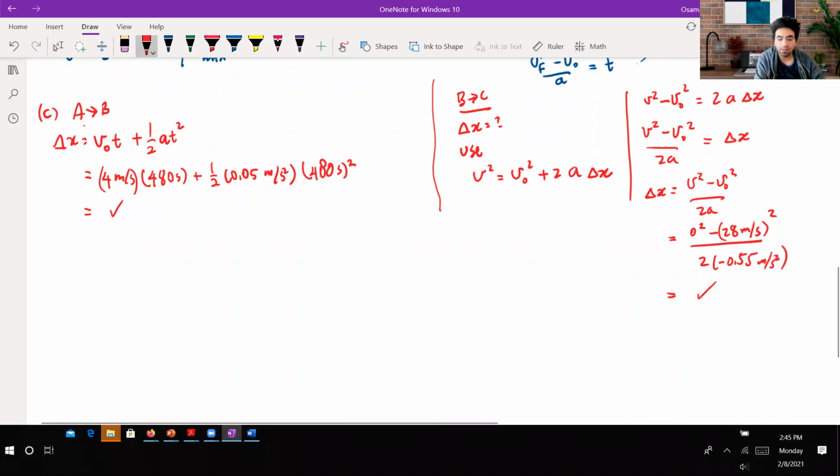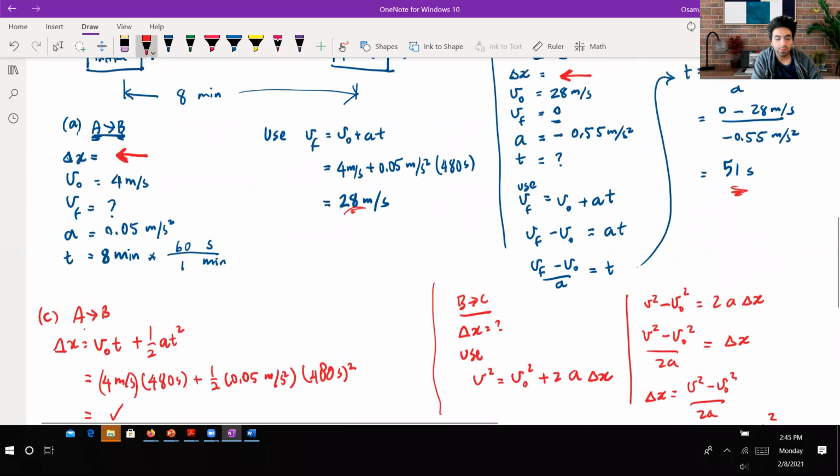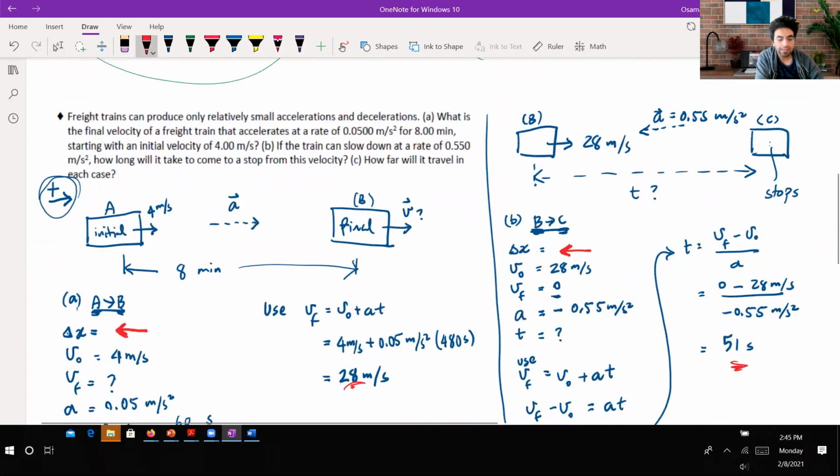So in this particular story, we had two segments of motion. We had the train accelerating for a bit and then decelerating for a bit. We found the final velocity here, and that became our initial velocity in the next segment because it's the same point. And then in this case, we found what the final velocity is and what the displacement was. And in this case, we found the time and we found the displacement.